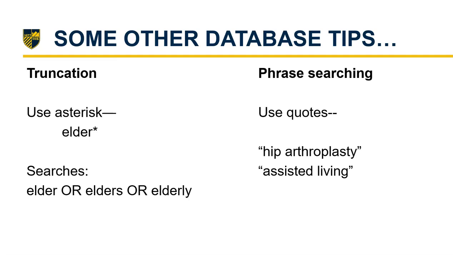Phrase searching is very helpful, and that's probably used way more than truncation. And that's where you want words to show up in the same order as you intend and together. And this will reduce some of your results as well, because the database will search for those two or more terms together, without the database searching for separate terms like hip and arthroplasty throughout a document.